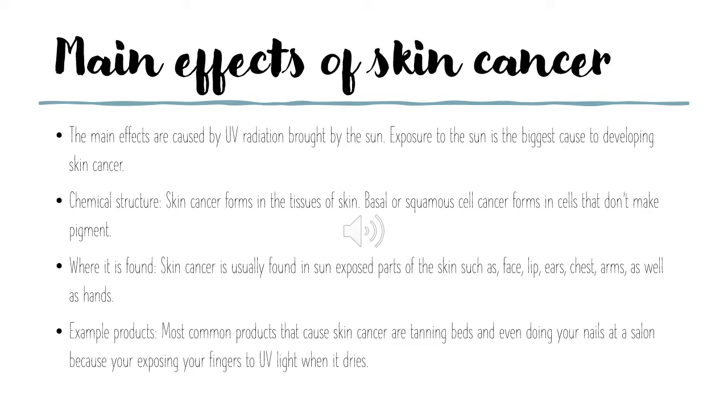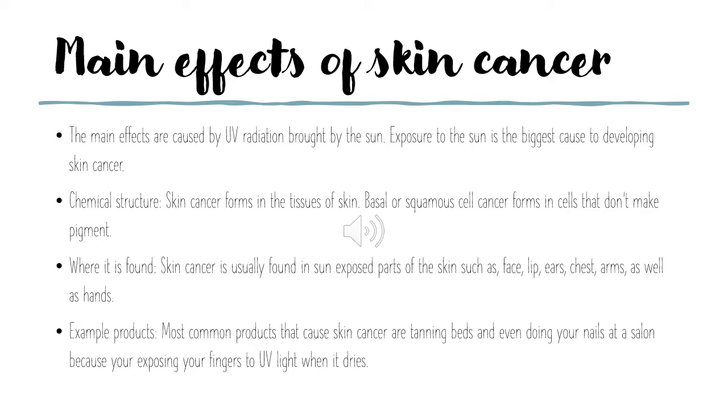The main effects of skin cancer are caused by UV radiation brought by the sun. Exposure to the sun is the biggest cause in developing skin cancer. Chemical structure within the skin forms in the tissues of the skin. Basal and squamous cell cancer forms in the cells that don't make pigment.